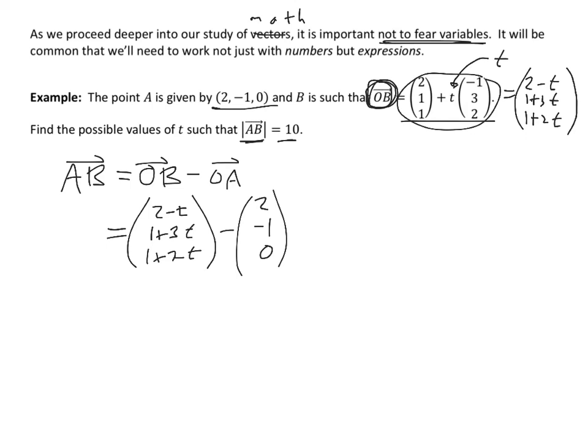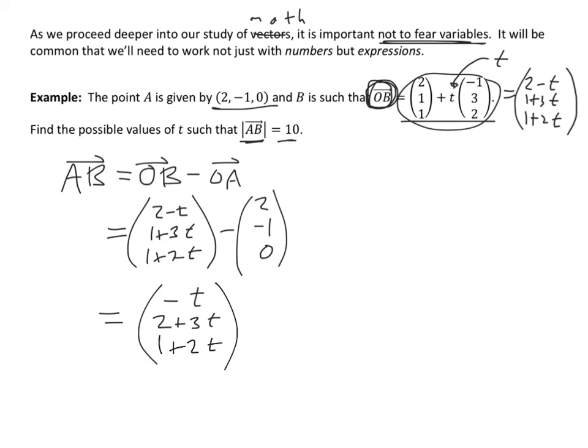And if you haven't tried this on your own at this point, try picking the problem up from here. Try writing an expression for AB, finding its magnitude, and setting that equal to 10. So as I keep doing this, 2 minus t minus 2, those 2's are going to cancel out and just leave me with -t. In the middle here, 1 plus 3t minus -1, that's going to wind up being 2 plus 3t. And this last thing, 1 plus 2t minus 0, that's really easy, 1 plus 2t.